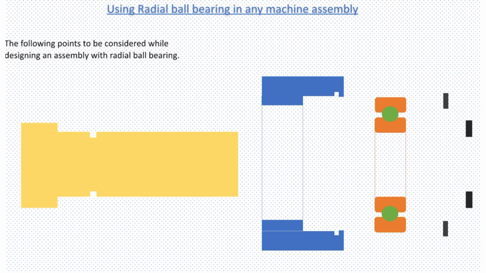Before assembling, this housing bearing seat area will be ground, and also the face where the bearing is going to sit is ground, so that the bearing can sit accurately in place.